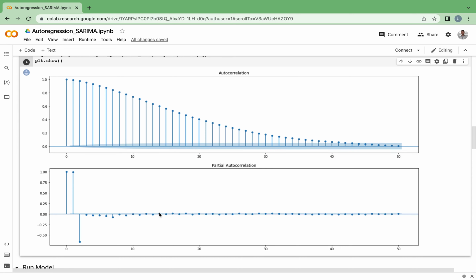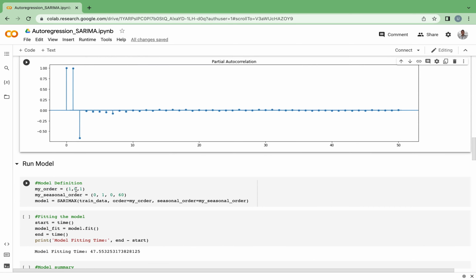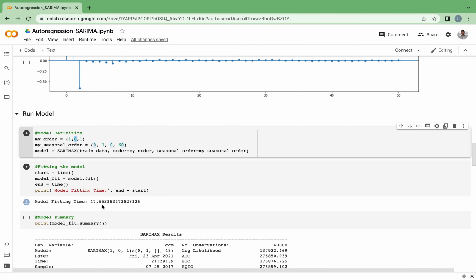Essentially, in the non-seasonal order, because of the positive spike, the MA factor is set to 1, and because of the negative spike, the AR factor is set to 1. Since the data in general does not have any upward or downward trend over the period under observation, the differencing factor can be conveniently set to 0.